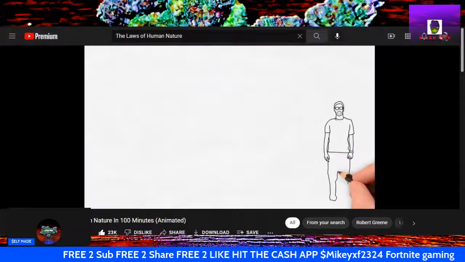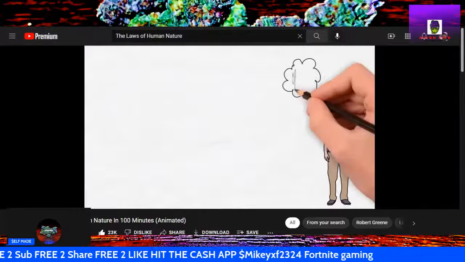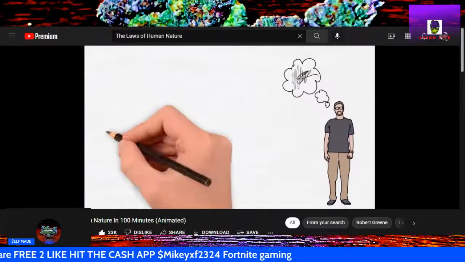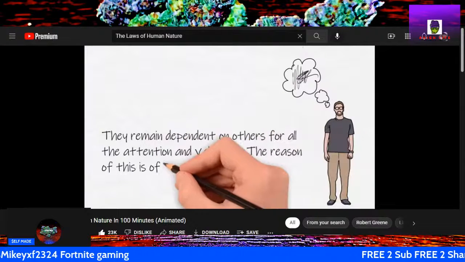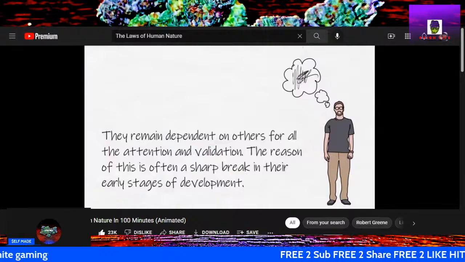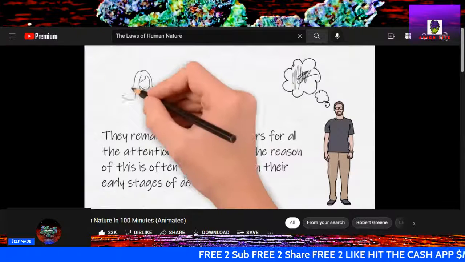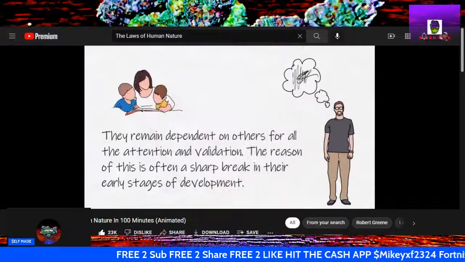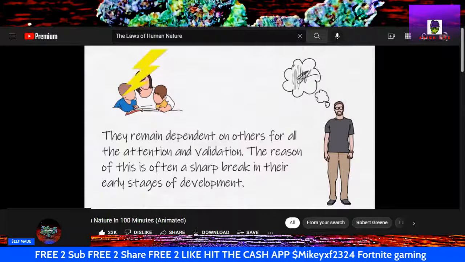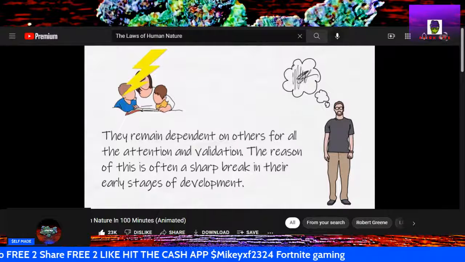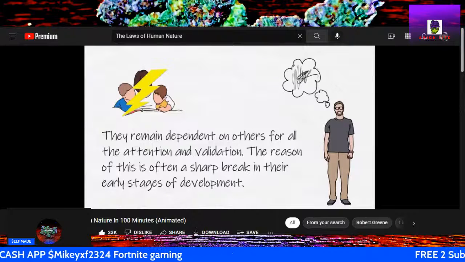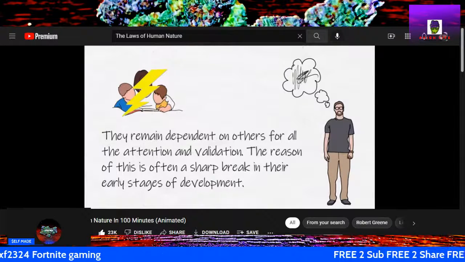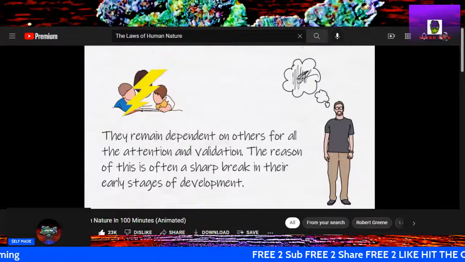Unfortunately, some people never learn to develop this inner sense of self. They remain dependent on others for all the attention and validation. The reason for this is often a sharp break in their early stages of development. Perhaps their parents were abusive or were themselves too self absorbed to acknowledge the child. Or maybe they were too caring, which conditioned that child to remain dependent on others for all their emotional needs and their sense of self, even in adulthood.